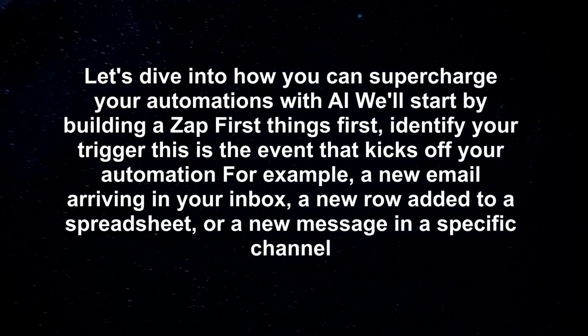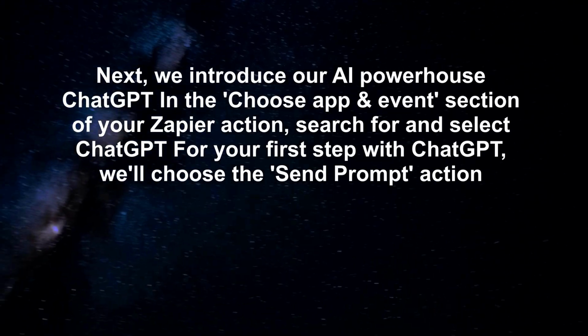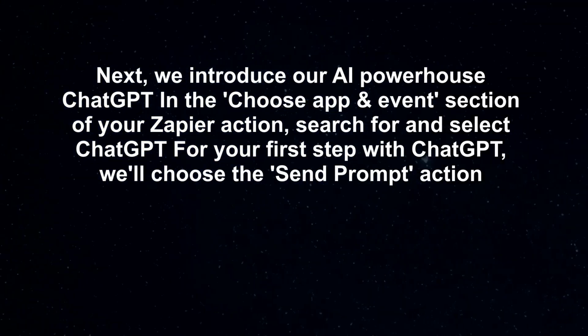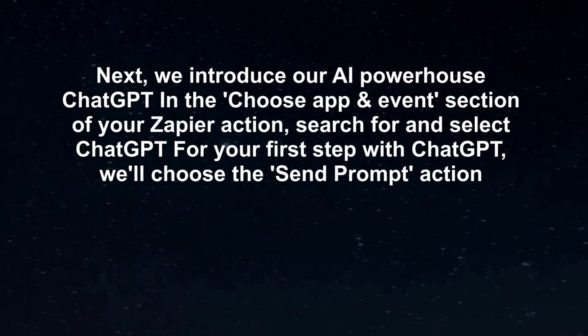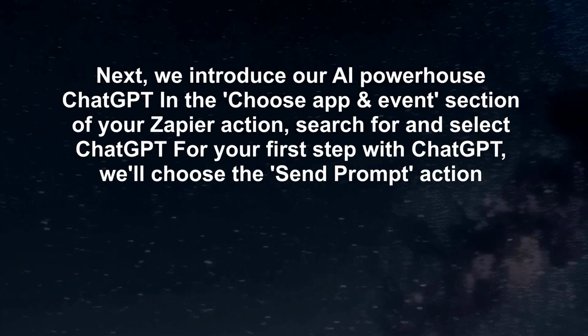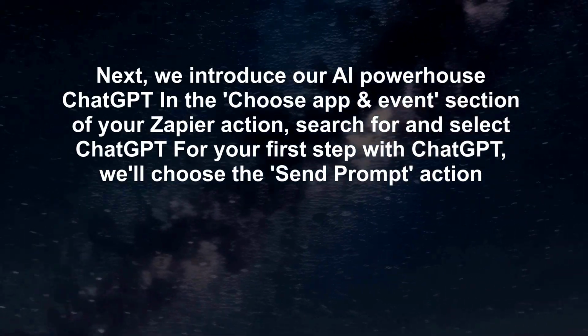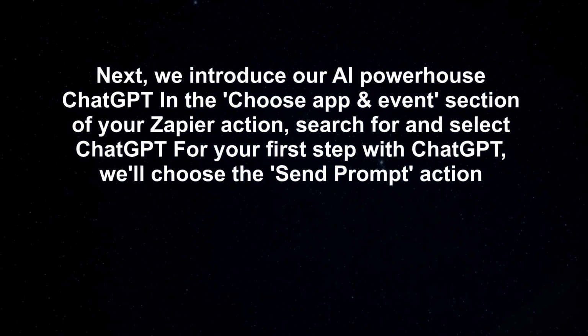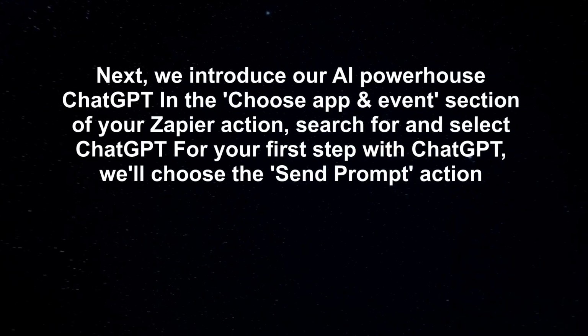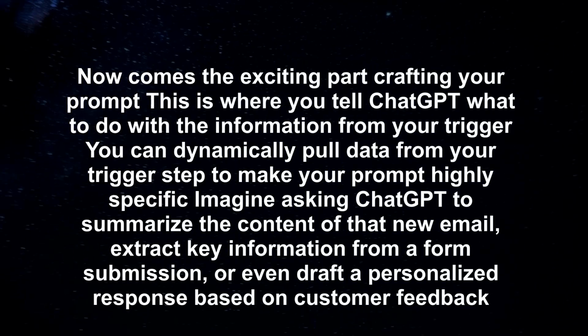Next, we introduce our AI powerhouse, ChatGPT. In the Choose App and Event section of your Zapier action, search for and select ChatGPT. For your first step with ChatGPT, we'll choose the Send Prompt action. Now comes the exciting part, crafting your prompt.